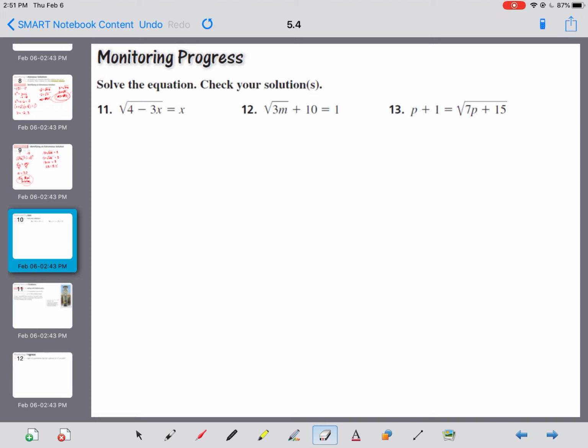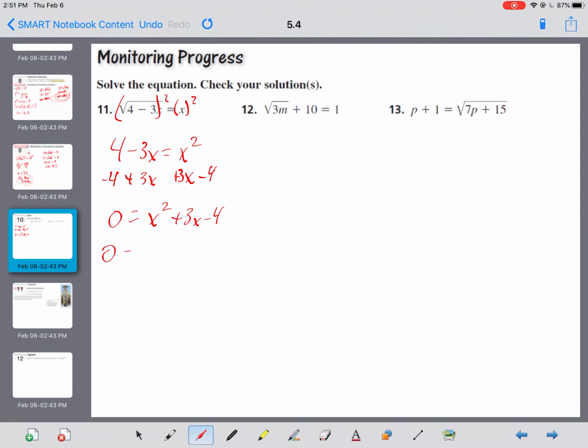Before I start doing them, pause it, give it a try, see what you come up with, see if you find any that don't work. Let's look at 11. All right, square both sides. 4 minus 3x equals x squared. I'm going to add 3x and subtract 4. So 0 equals x squared plus 3x minus 4. Factors of 4 that subtract to 3, those do exist. That would be 4 and negative 1. So x equals negative 4 and positive 1.